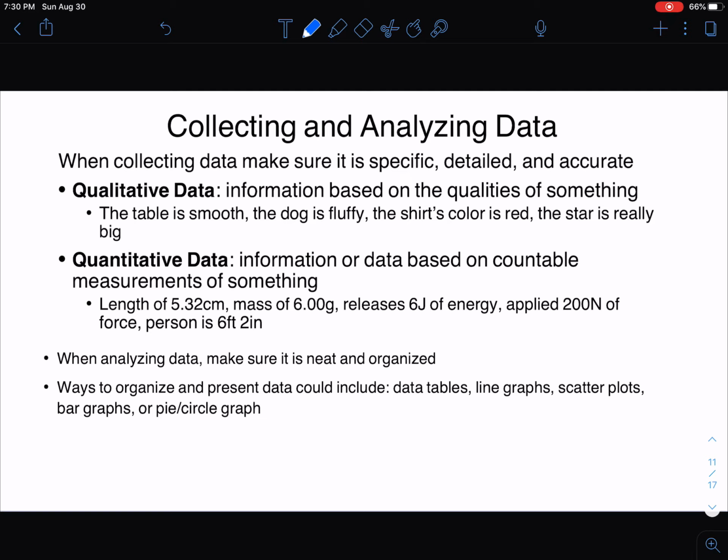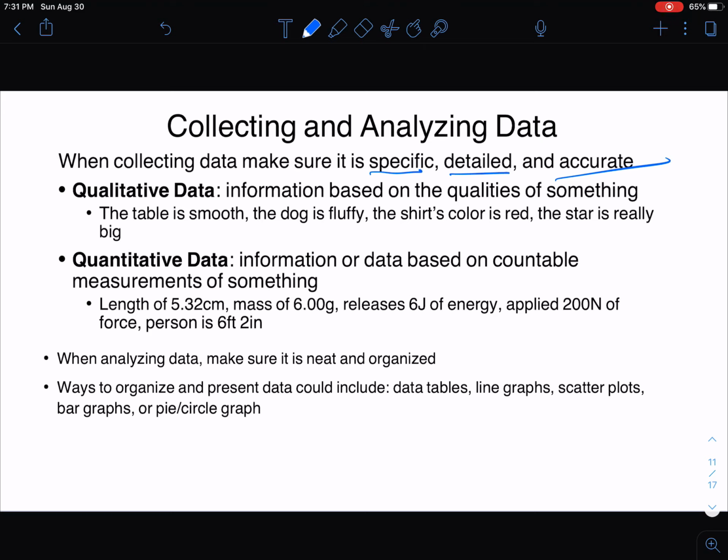So in the last section, we were talking about conducting an experiment or testing the hypothesis. We're moving on to the step after that, which is collecting and analyzing your data. This is after you have run your experiment, you have all this information. What do you do with it? Well, now you have to analyze it. But as you're collecting it before analyzing, please make sure that your data is specific, detailed, and accurate. Try to keep everything organized as well.